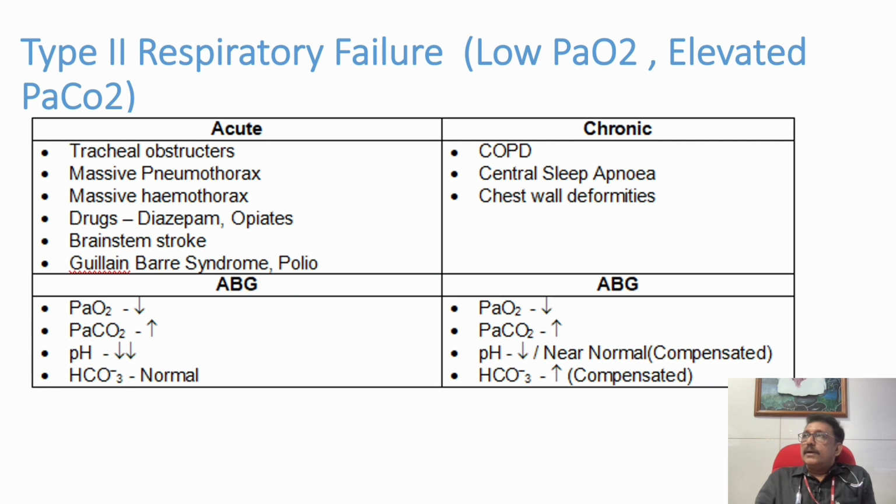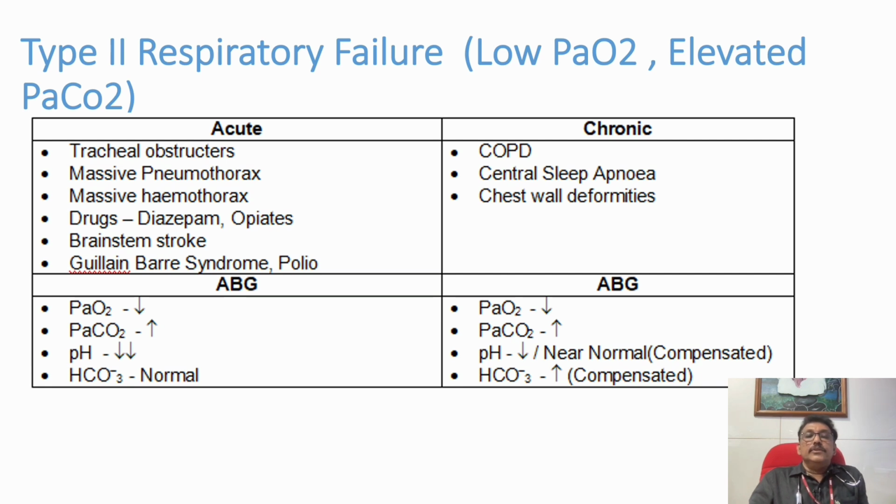Sleep apnea syndrome altogether can be central or peripheral. We will not discuss that now. Sleep apnea syndromes can also present to the emergency room. In both these conditions, you can see the ABG. If it is an acute condition, PaO2 is reduced, PaCO2 is slightly elevated, and pH is reduced. But you can see compensation has not occurred. Bicarbonate levels are normal. Whereas in a chronic condition, the body will try to compensate for this carbonic acid.